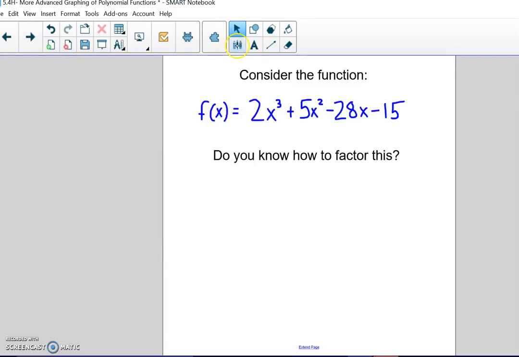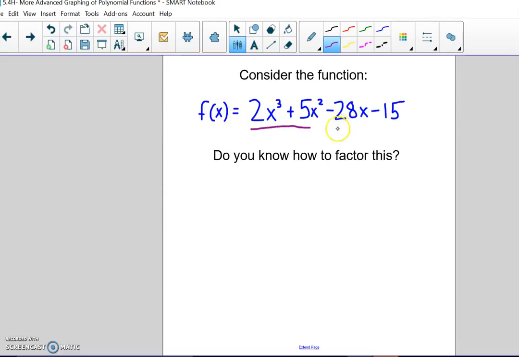Consider this function, which has 4 terms. Do we know how to factor this? In the past, when we've seen a function that has 4 terms, what we've always tried to do is factor by grouping. But when we look at this one, you can tell right off the bat the ratio between the first 2 terms and the last 2 terms is not the same. You could try to factor by grouping.